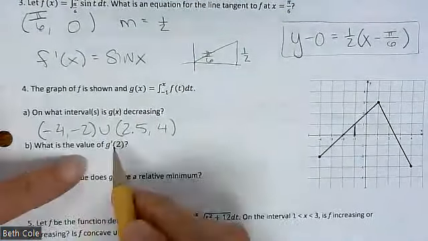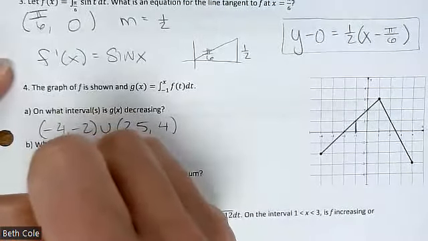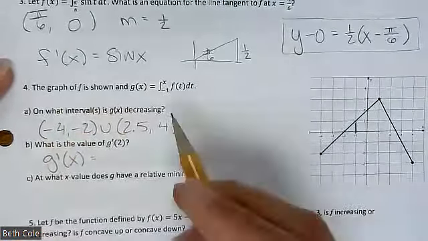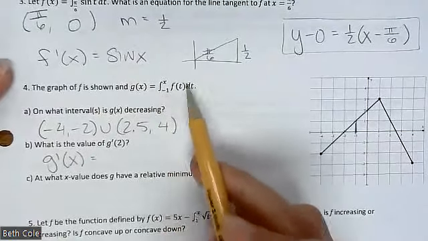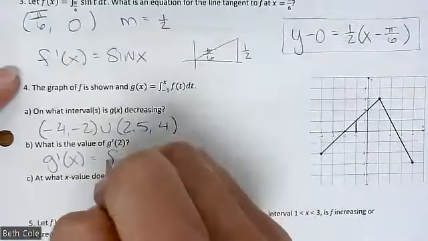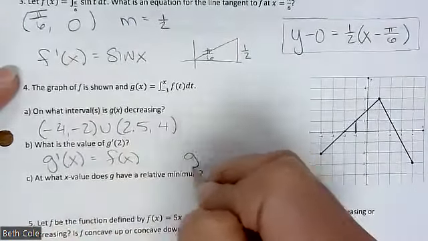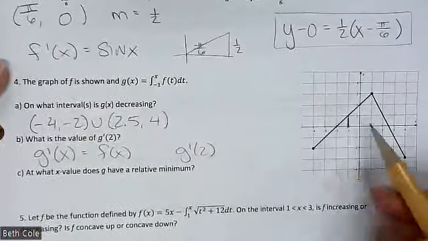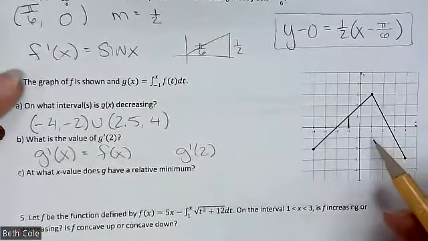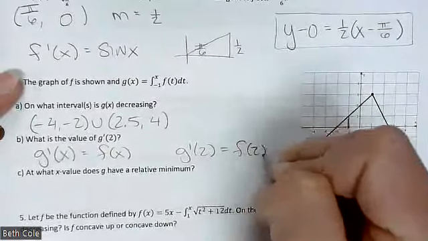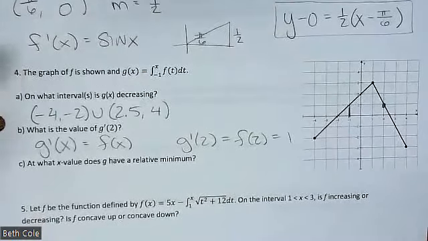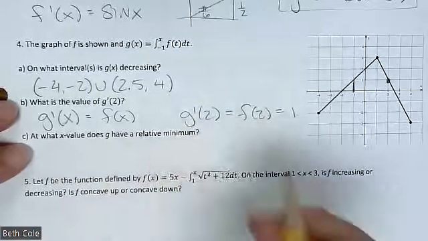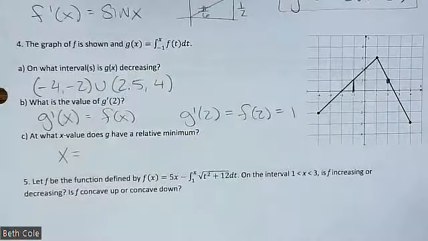All right, what is the value of g prime of 2? Well, first let's find g prime. If you do the derivative of this, the derivative of this thing right here, it'd be f of x. And then if you plug in 2, well, this is the graph of f of x. So f of 2 is, yeah, 1. I agree, right there. We haven't found any areas yet. I feel like that's coming, isn't it? Oh, no, it's not. We aren't even going to need to find any areas. At what x value is there a relative minimum?